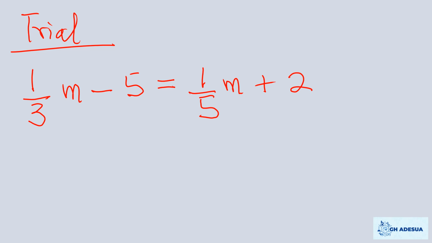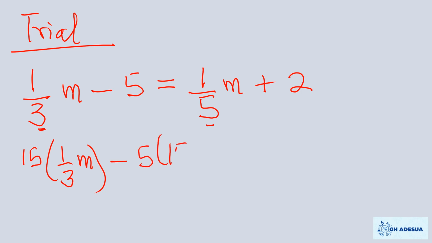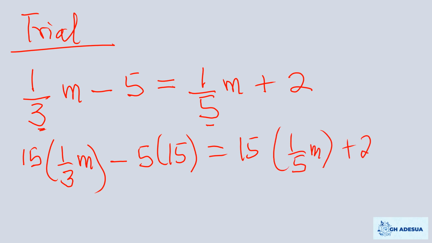All right. So I guess you finished solving. So let's solve this together. Now the denominators are 3 and 5. And 3 and 5 will give us an LCM of 15. So I'm going to multiply through the whole equation by the number 15. So 15 into bracket 1 over 3 m minus 5 into bracket 15 is equal to 15 into bracket 1 over 5 m plus 2 into bracket 15.